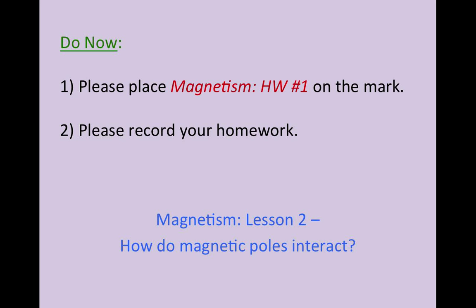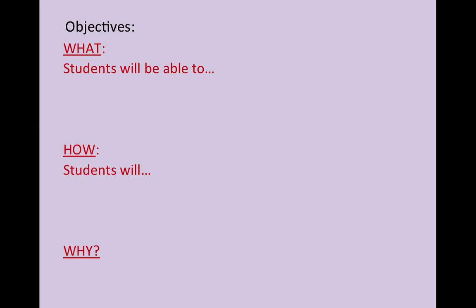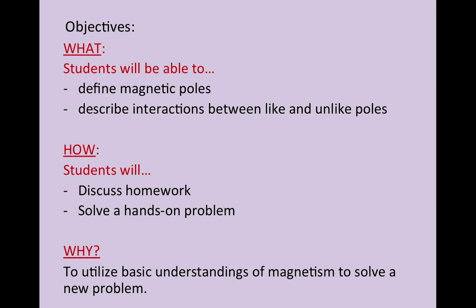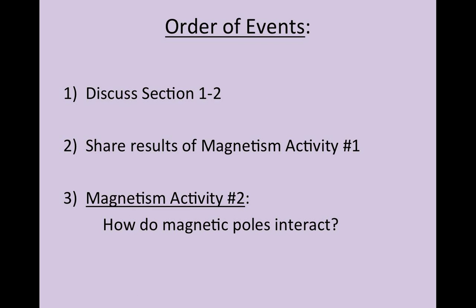But before that, we're going to look at some of the stuff we did yesterday. So objectives today, we want to define what a magnetic pole is, describe interactions between like and unlike poles. You probably know what that's going to be. You're going to discuss the homework and solve a hands-on problem. And why we do this, basic understandings of magnetism to solve a new problem. Again, just giving you chances to use your hands and utilize your knowledge.